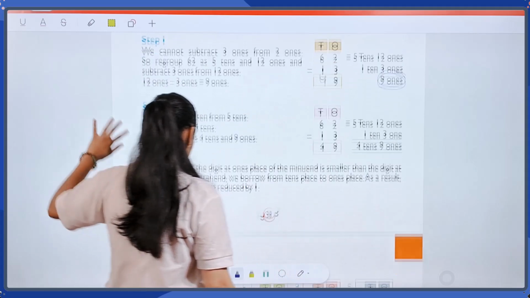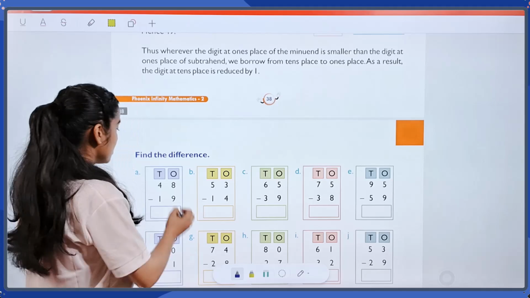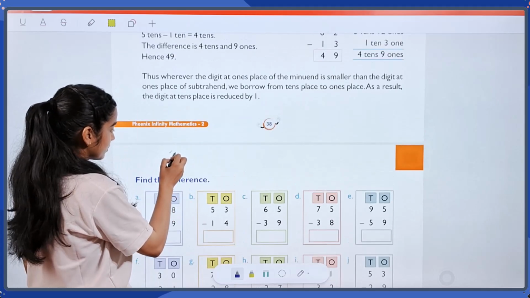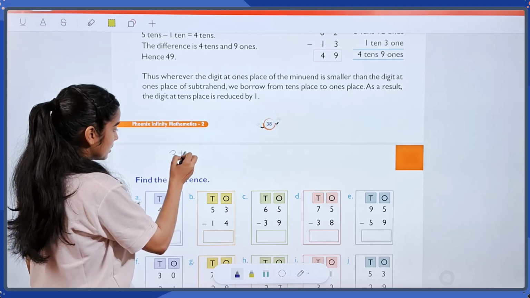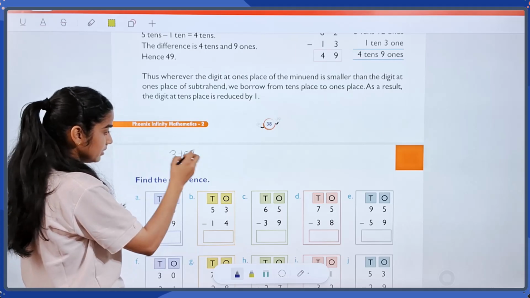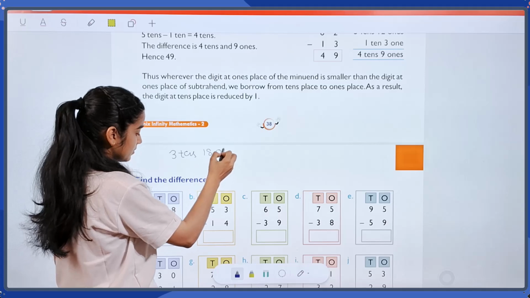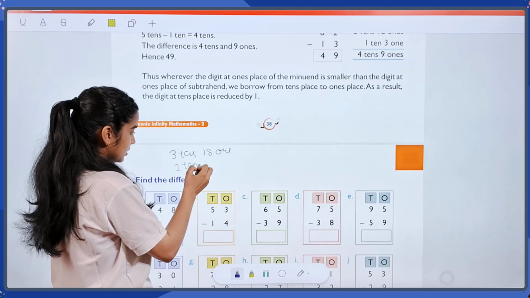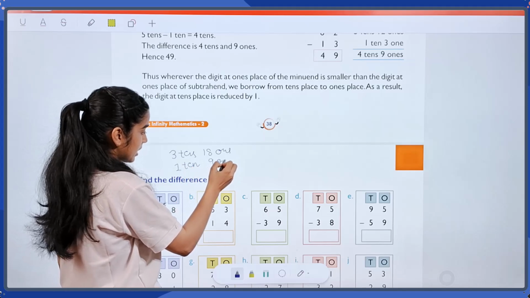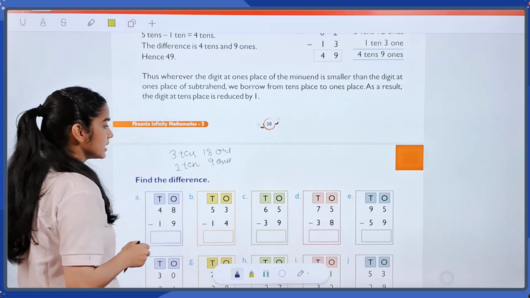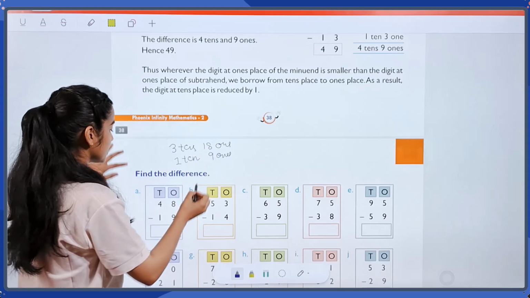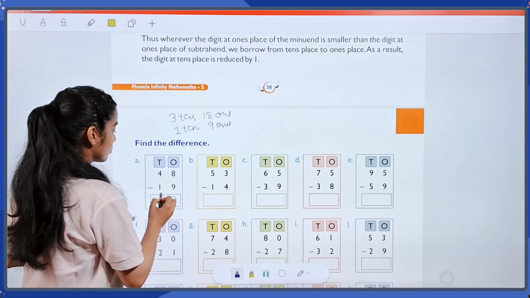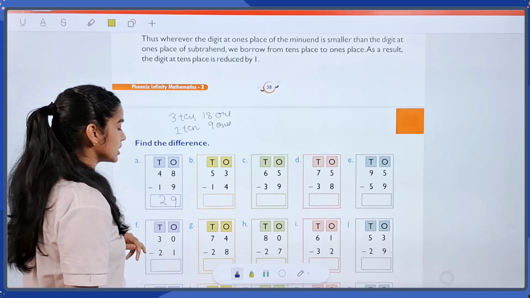Okay. So now we have to find the difference. First we have to convert this, which means 3 tens and 18 ones, and you have to subtract 1 ten and 9 ones from 3 tens and 18 ones. So 18 minus 9 is 9. 3 minus 1 is 2. So this is your answer, the difference 29.